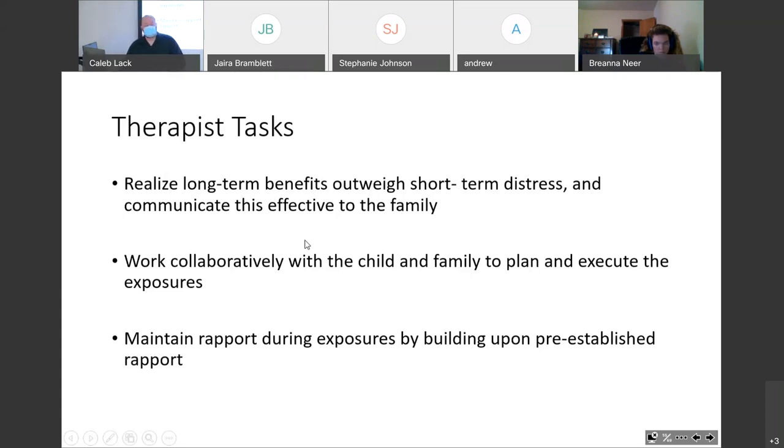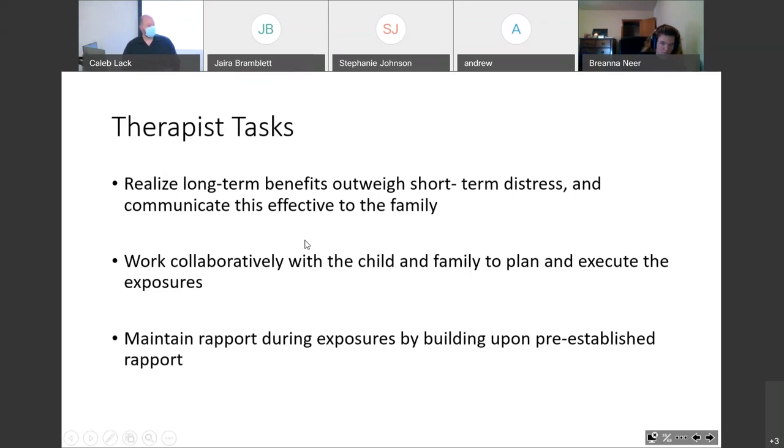And you as a therapist doing exposure work have very specific jobs. One is to be a good model, both for the child about how to approach fearful situations, and for the parents on how to help your child in these fearful situations. But you also have to be a good communicator of why this is happening and why it works.